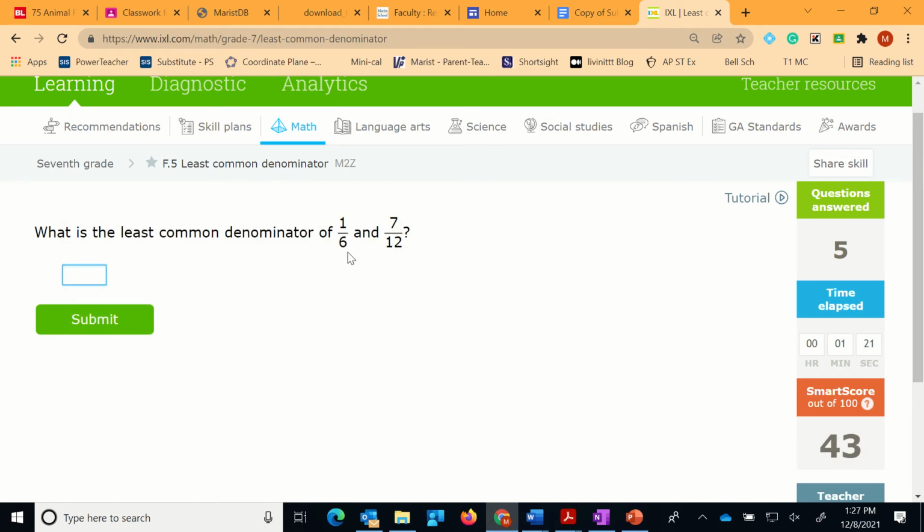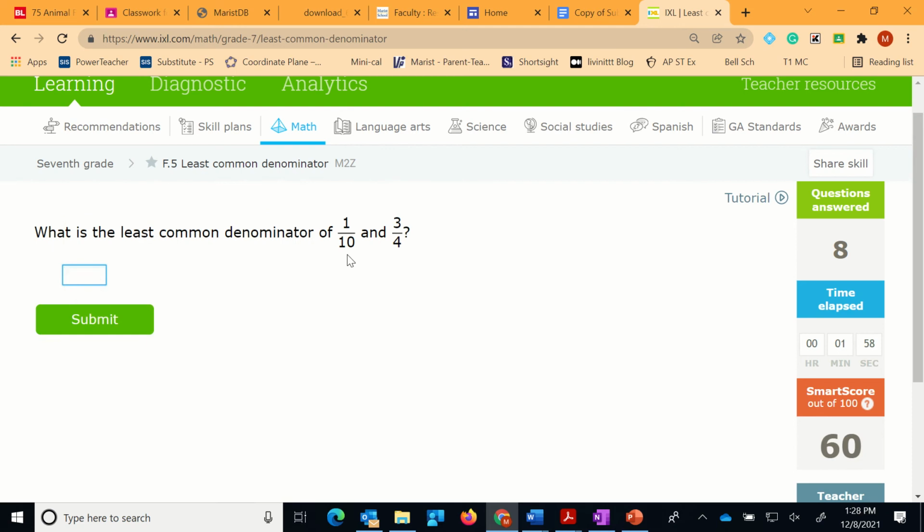6 and 12. Okay, well 6 times 2 is 12. 12 times 1 is 12. 12 is our LCD. 10 and 5. 5 multiplied by 2 is 10. 10 multiplied by 1 is 10. There you go. All right, here we go. Finally, 11 and 6. These have no common factors. So they call these relatively prime. Numbers with no common factors are relatively prime. So just multiply them together. 11 times 6 is 66. So 66 is your LCD there.